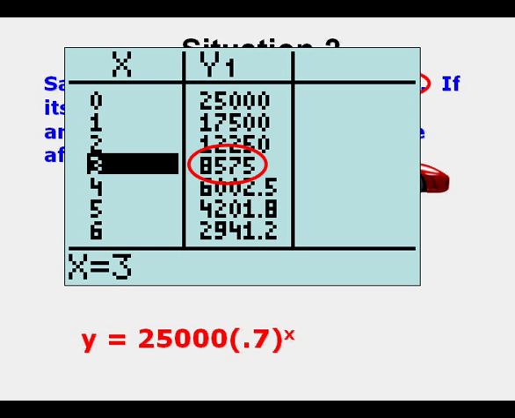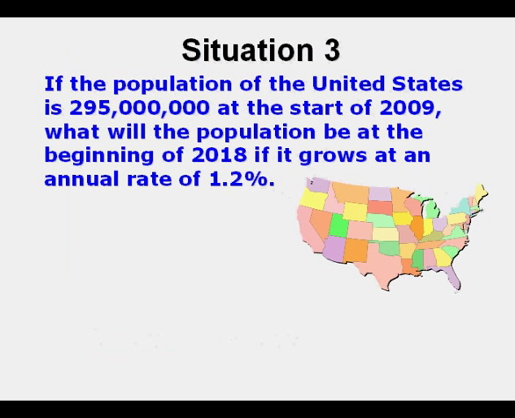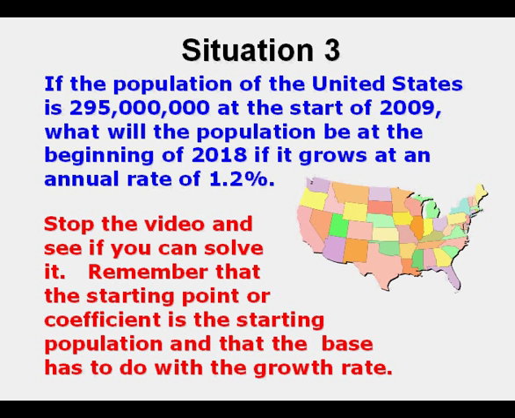And let's go to situation 3. If the population of the United States is 295 million at the start of 2009, what will the population be at the beginning of 2018 if it grows at an annual rate of 1.2%? Now stop the video and see if you can solve it. Remember that the starting point or coefficient is the starting population and the base has to do with the growth rate.